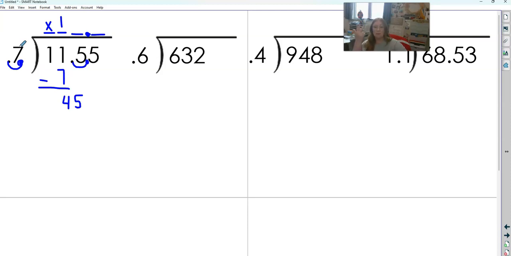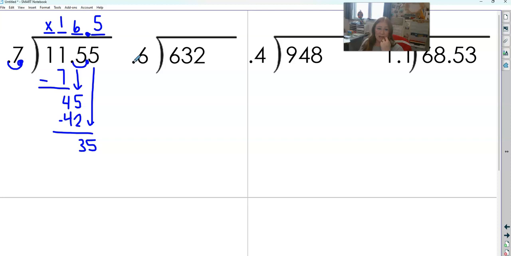7, 14, 21, 28, 35, 42. That goes in there 6 times. So every time something goes down, something has to go up. So here's a 6. That was 42. 5 minus 2 is 3. Bringing down the next 5. 7 goes into 35 exactly 5 times. So if I take 11.5, I want to put it into groups of 70 cents. I would get 16 and a half of those groups.